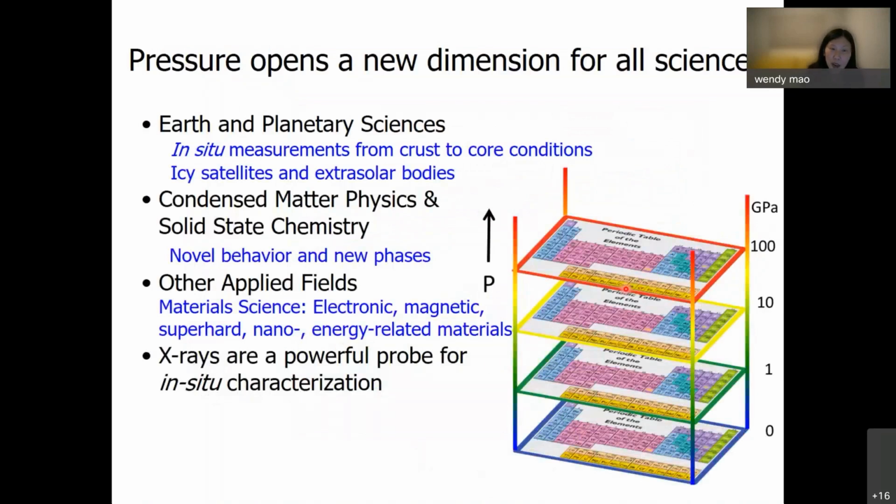So just to finish up then, pressure is a powerful dimension for exploration in many fields. This includes not just earth and planetary sciences, but also condensed matter physics and solid state chemistry, material science, et cetera, and pressure is a really powerful tool for expanding the field in which we can look for new novel phases and new phenomena. And then the X-rays are a very powerful probe for characterizing what's happening at high pressure. And I think what's really exciting is that we've only really scratched the surface of this very broad, wide area of research and the many opportunities for high pressure studies.